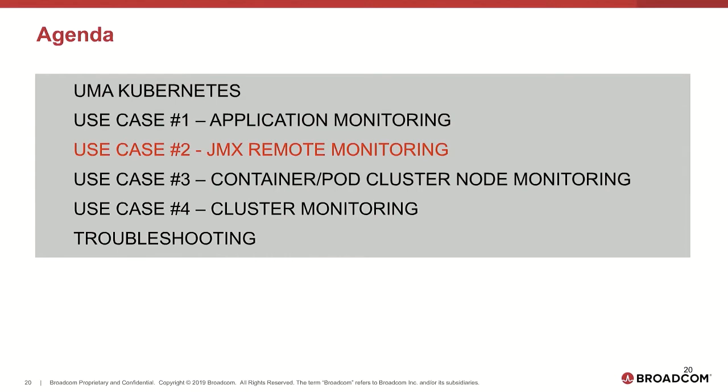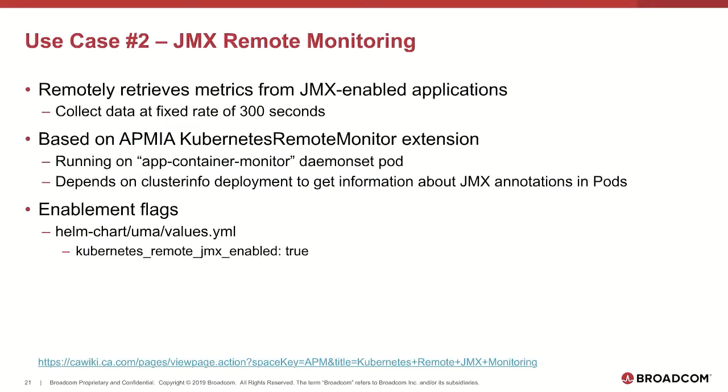For JMX Remote Monitoring, again, the assumption here is that each app has JMX turned on. Okay, and what it's doing, this is configurable, is every 300 seconds connecting to the JMX ports that are open. Okay, and this is based on our APMI technologies, Kubernetes Remote Monitor extension, so that we can actually do that. And then the settings are configurable, again, through the Helm or YAML files that we provide.